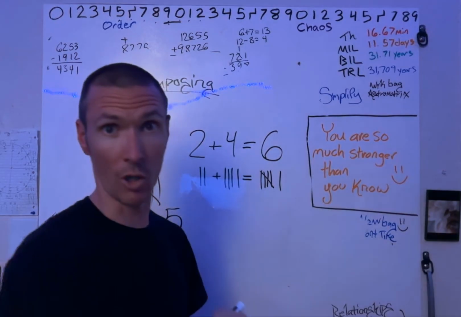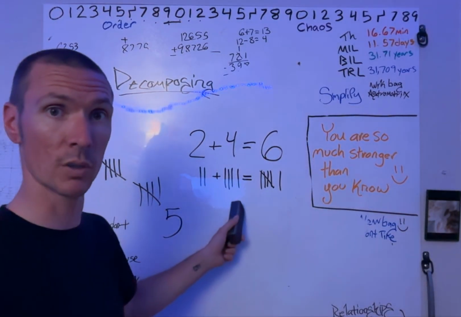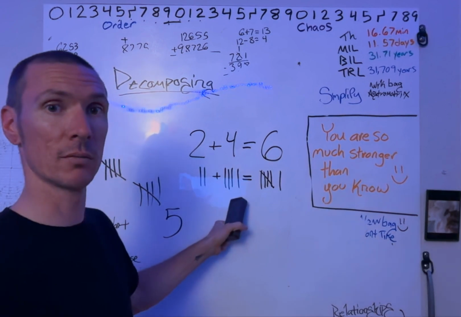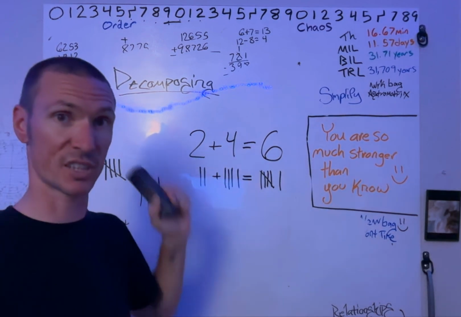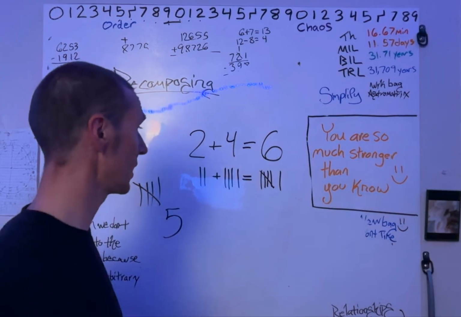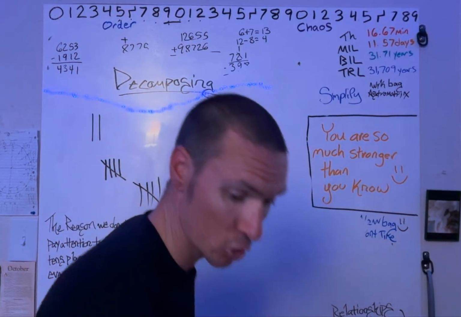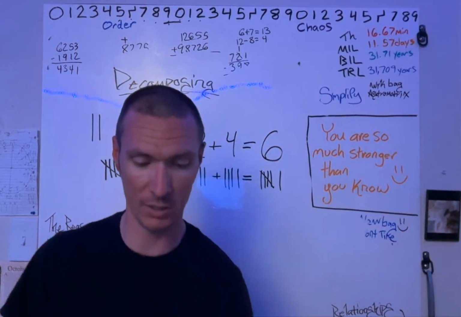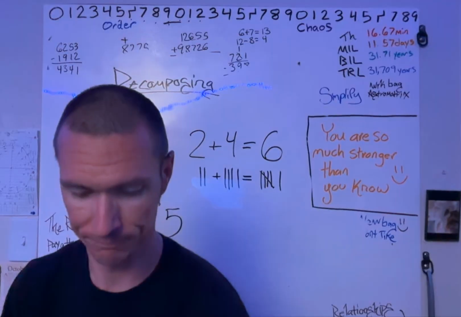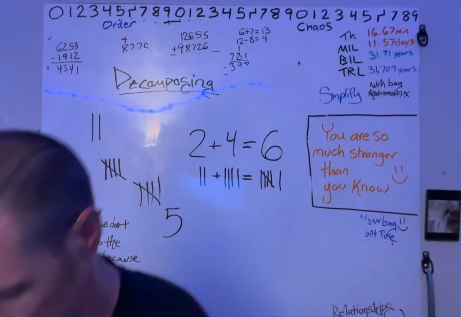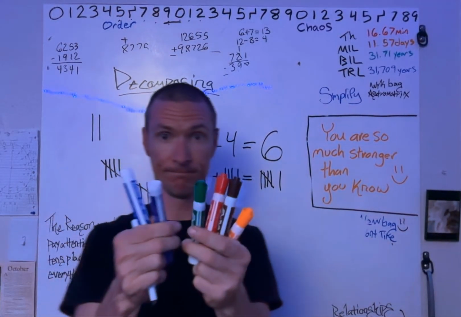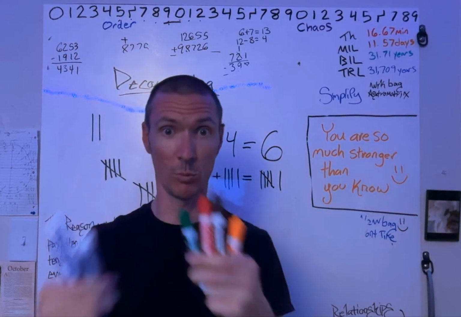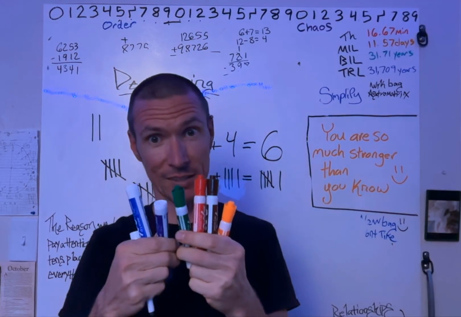See how long that takes me to write every single one of these? But essentially, this is what we're saying. When I put 2 plus 4 equals 6, what I'm saying is 2 plus 4 is 6.